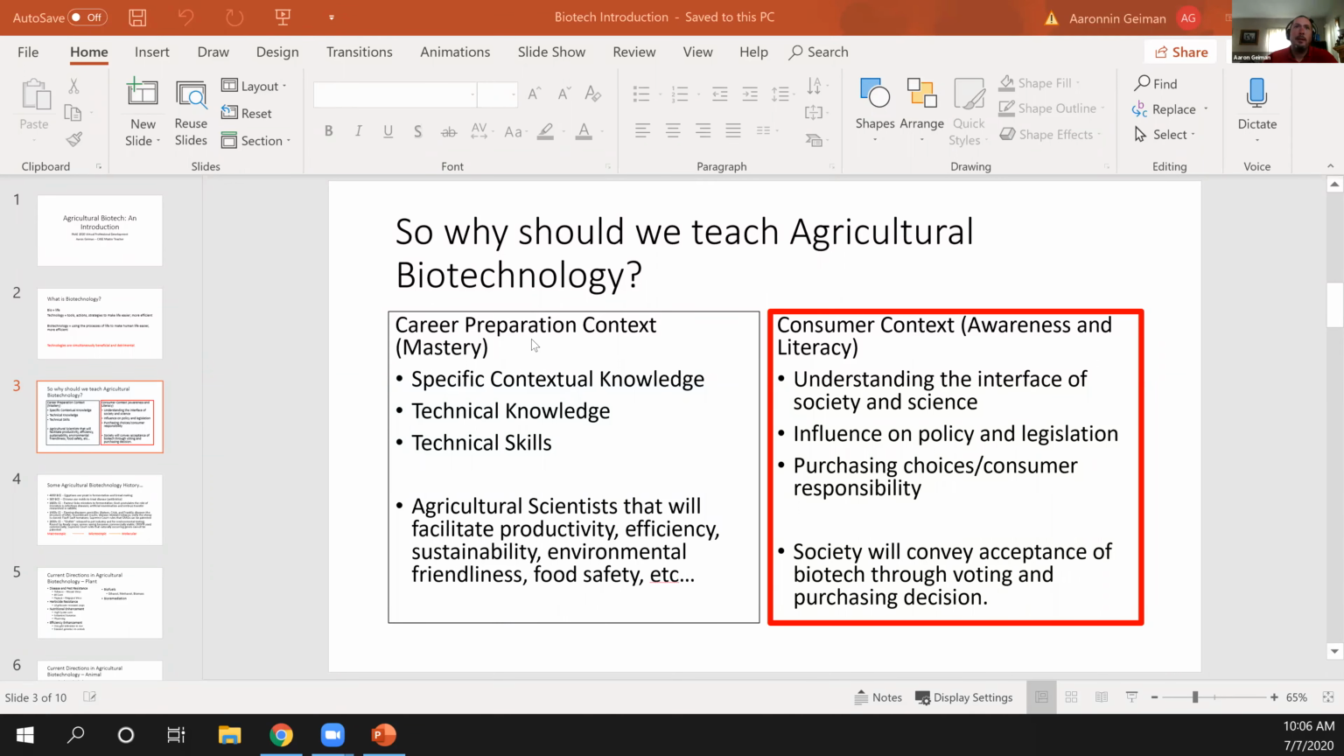Later at the session at noon, we're going to get into some more around the mastery context, career preparation type things. So if you're interested, tune back in at 12 o'clock.